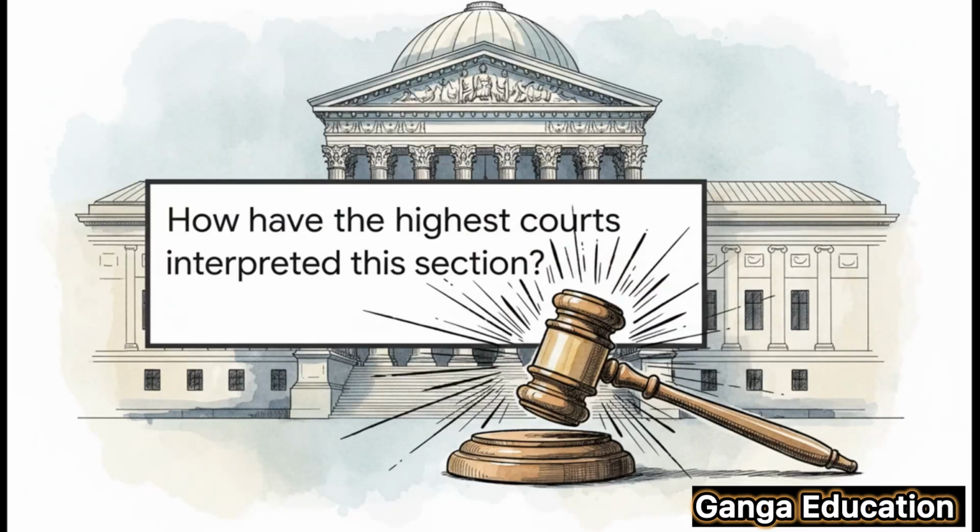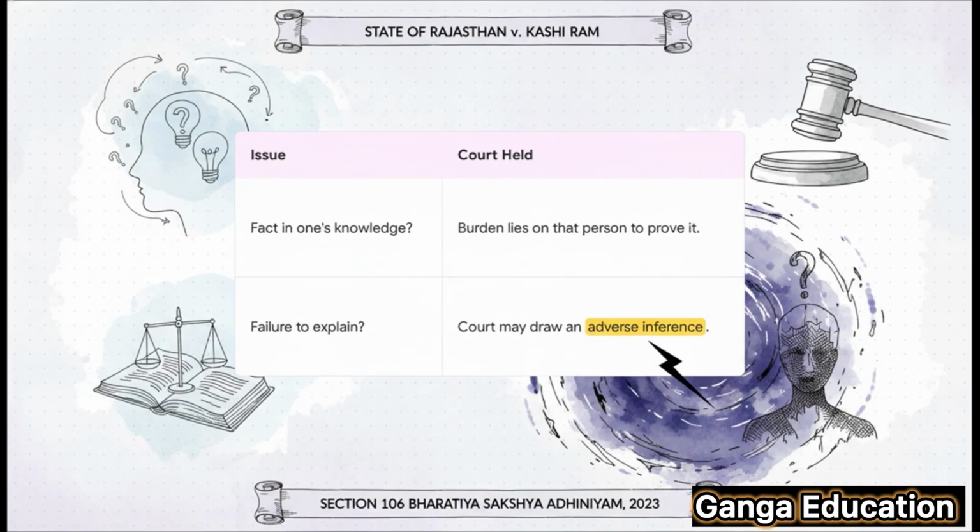Now, let's look at some landmark case laws. It's always important to see how the Supreme Court and various high courts have interpreted this section over the years. First up, we have State of Rajasthan versus Kashi Ram. In this case, the court made it crystal clear. If a fact is especially within a person's knowledge, the burden to prove it is on that person.